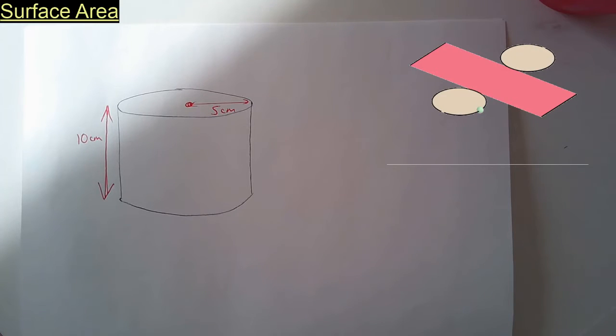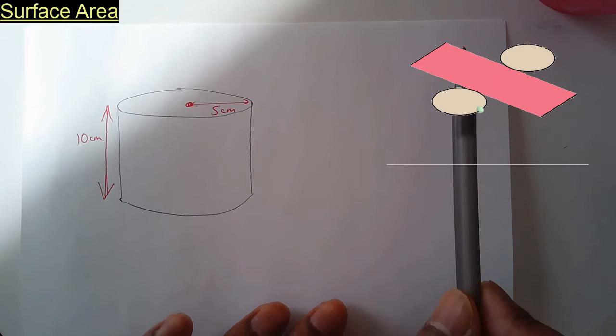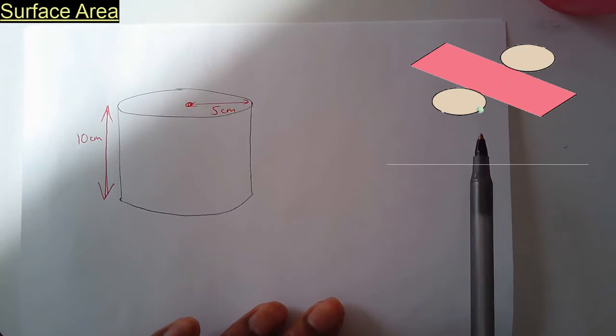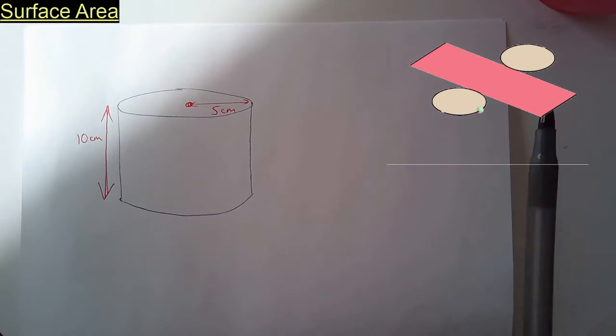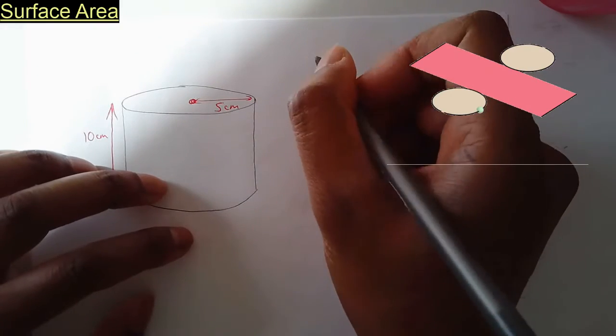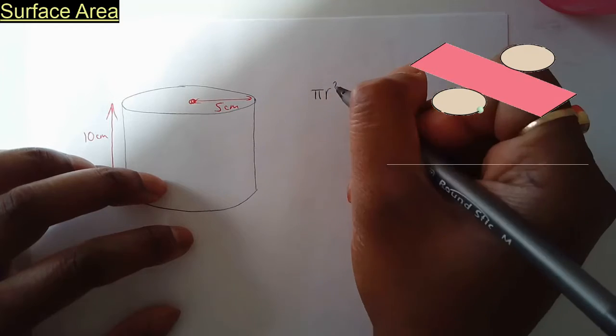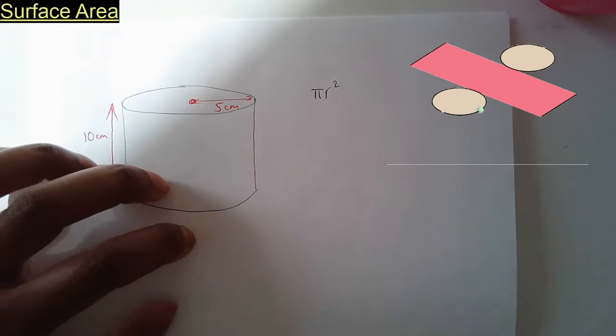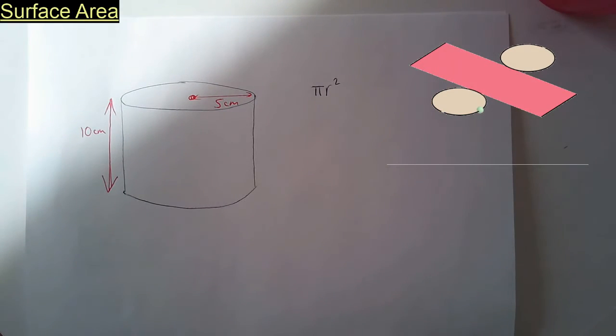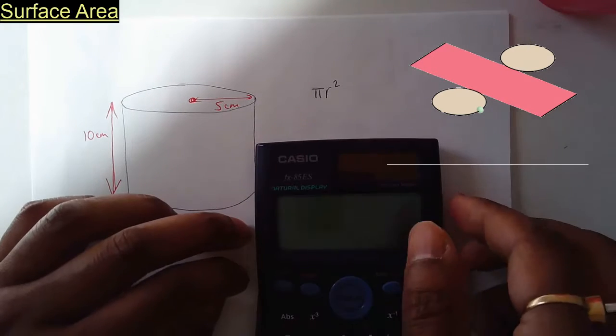So first of all, I'll start off by working out the area of the circle. I'm talking about that circle here. Work out the area of one circle, you've automatically got the area of the other circle. The formula for the area of a circle is pi r squared. You can use pi as 3.14, or you can use the pi button on the calculator. It's more accurate.